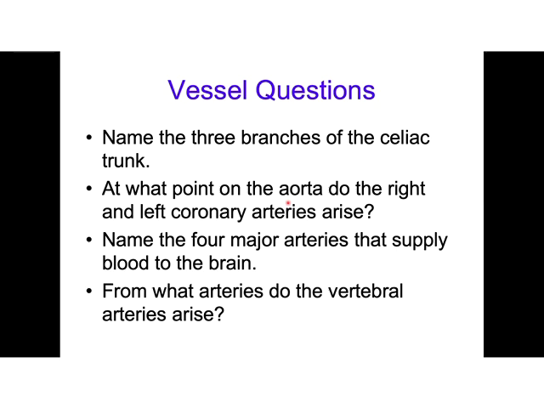All right, the three branches of the celiac trunk are the left gastric, the hepatic, and the splenic. At what point on the aorta do the right and left coronary arteries come off? They come off the base of the aorta. The four major arteries that supply blood to the brain are the right and left vertebral arteries, and the right and left internal carotid arteries. From what arteries do the vertebrals come? They come from the subclavian.